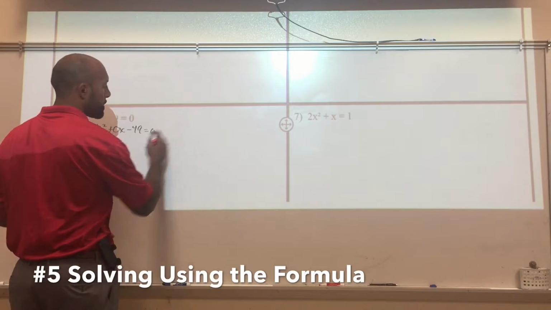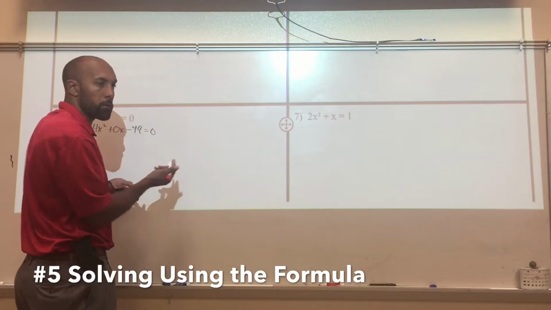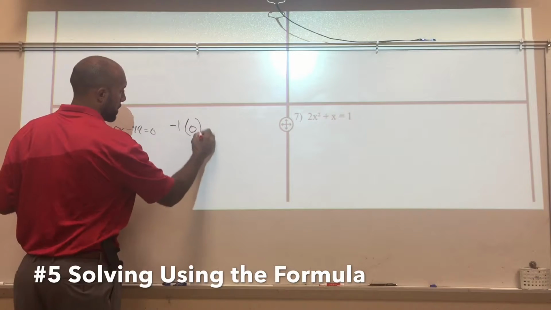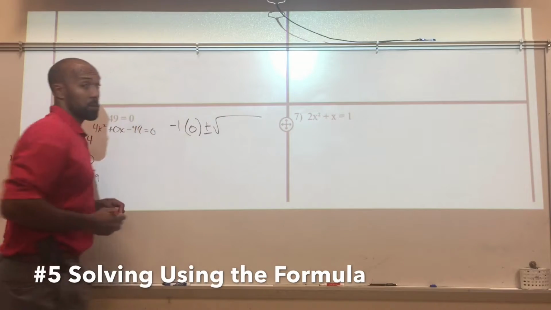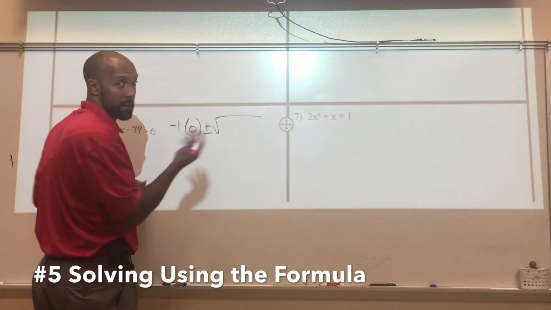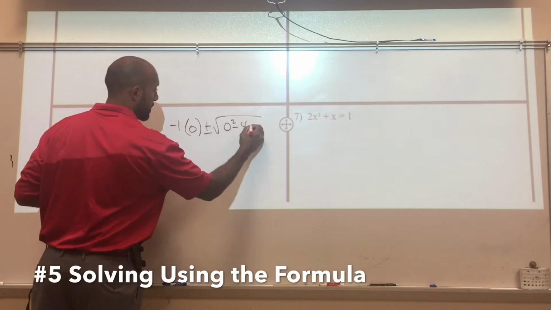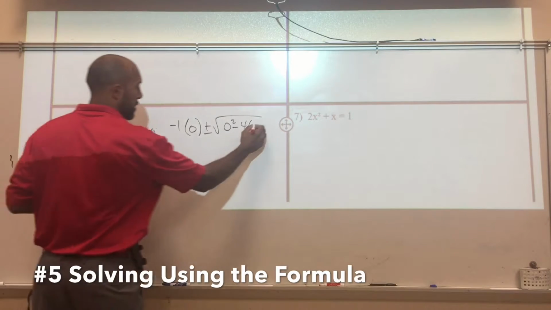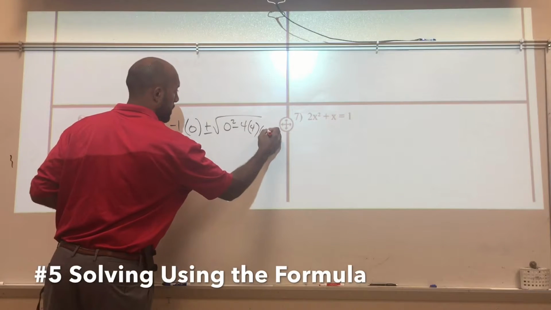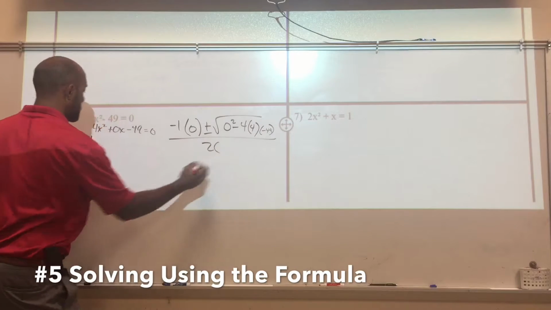So I'm going to go ahead and plug that in, and just look up the formula, or go back to page 1 and see what the formula is, or just look in your notes. Negative 1 times B, so 0, plus and minus, and if you're noticing already, a bunch of things are going to cancel out because we're multiplying by 0 here, or adding 0. Okay, so 0 squared, minus 4 times our A, which is 4, times our C, which is negative 49, over 2 times our A, which is 4.